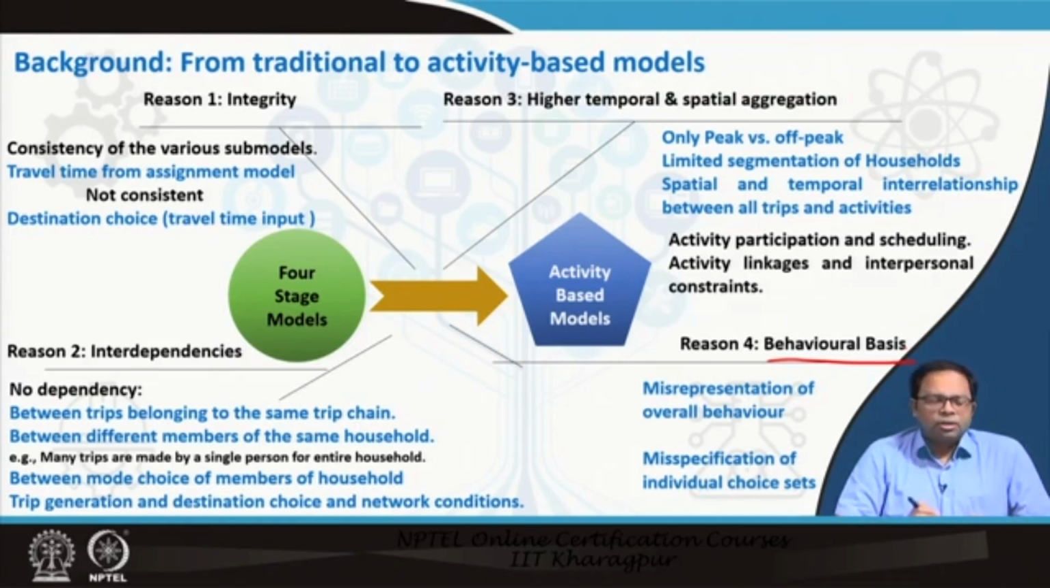So that's that. There are some inconsistencies in the modeling process, which are overcome in this particular process. Then reason 2 is interdependencies. There is very little dependency in the 4-stage models, like between trips belonging to the same trip chain. Whenever a person makes a trip from home to office, it is modeled separately.